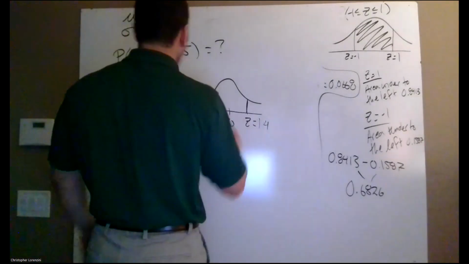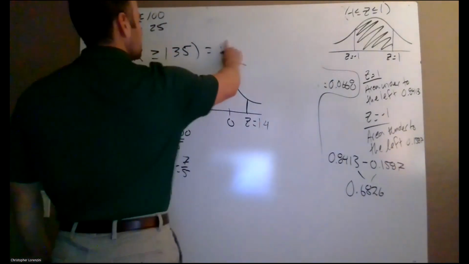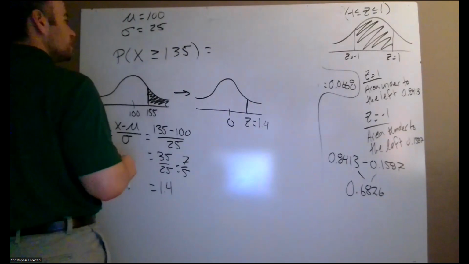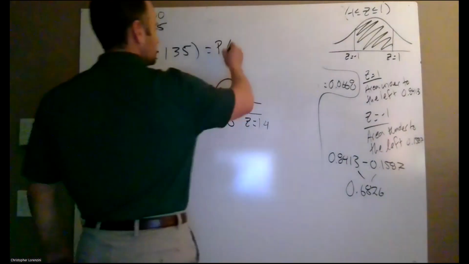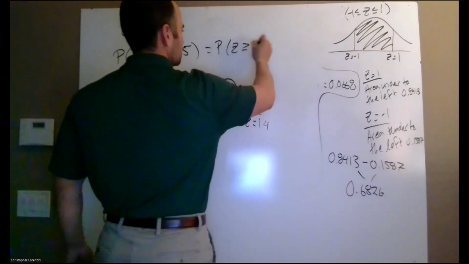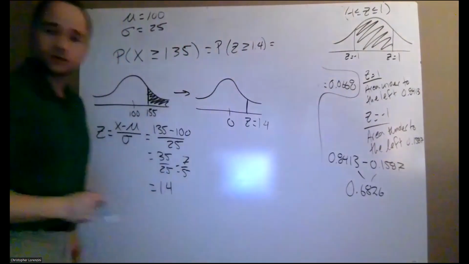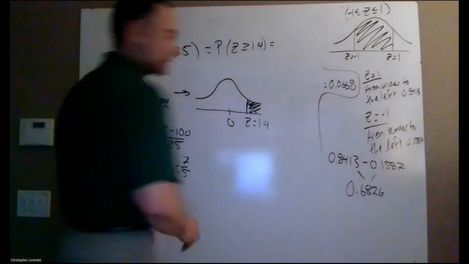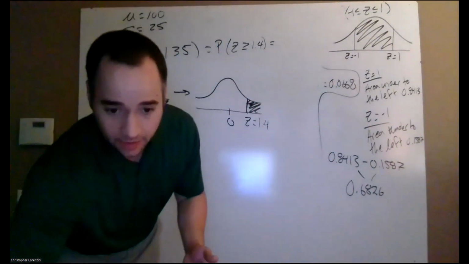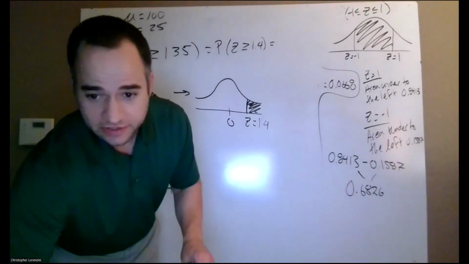So I'm still trying to find the probability that x is greater than or equal to 135, which is equivalent to the probability that z is greater than or equal to 1.4. So now we can go back and use our z table to answer this question.